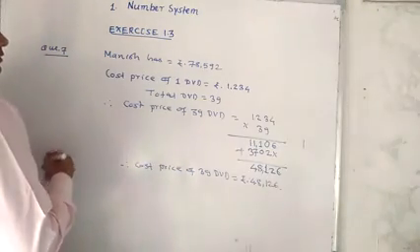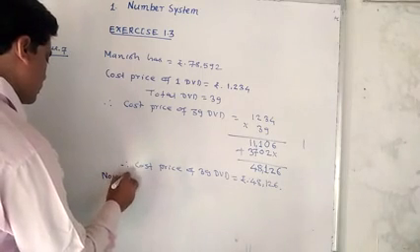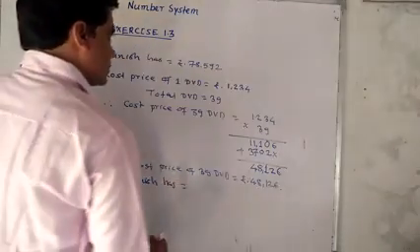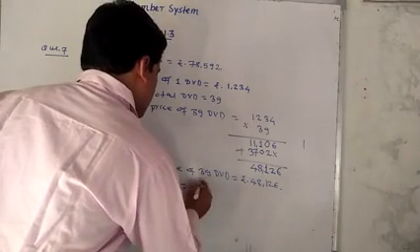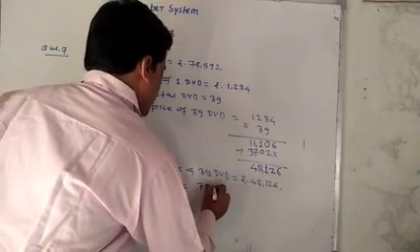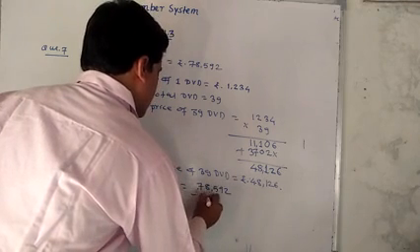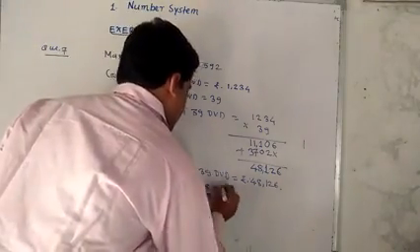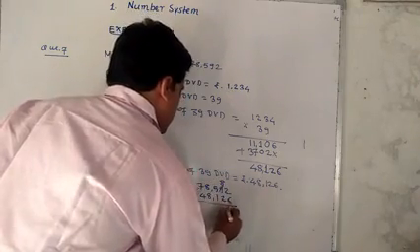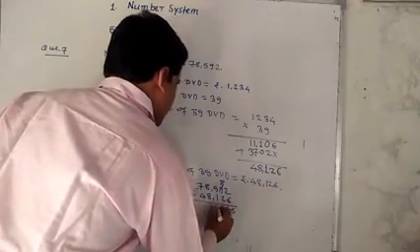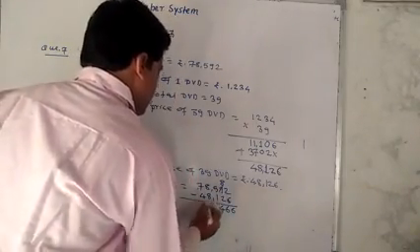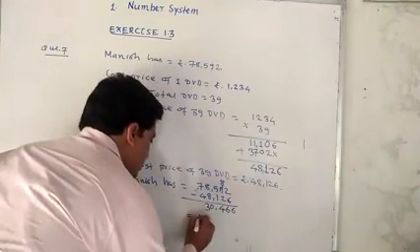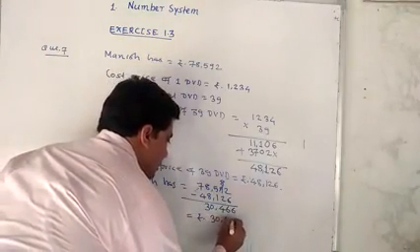How much money? Now money left is 78,592 minus 48,126. 12 minus 6, 6. 8, 8 minus 2, 6. 5 minus 1, 4. 0. Now Manish has rupees 30,466.